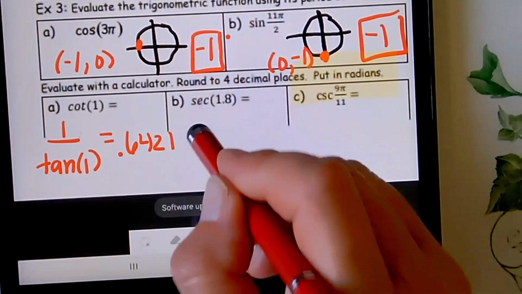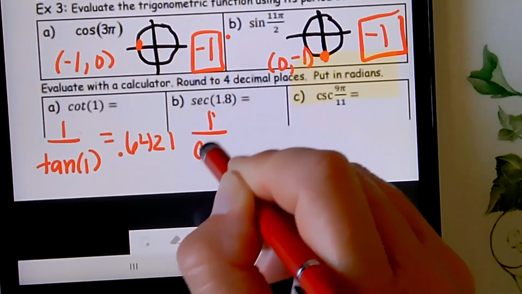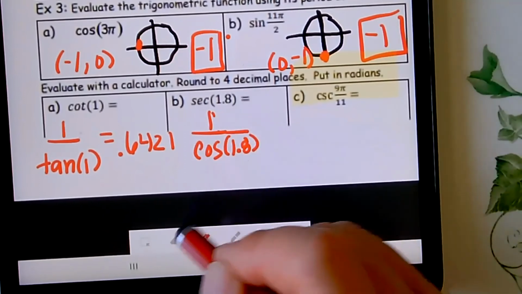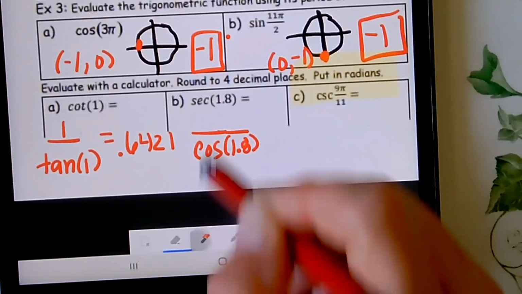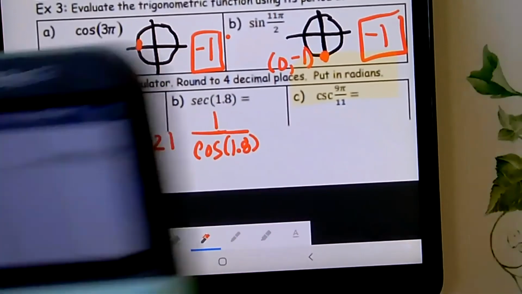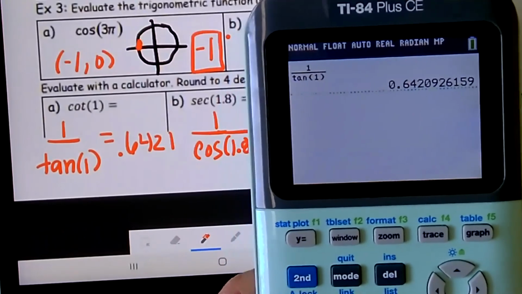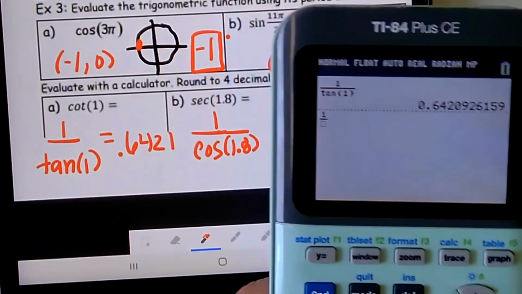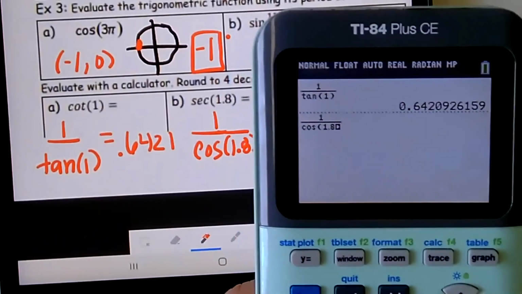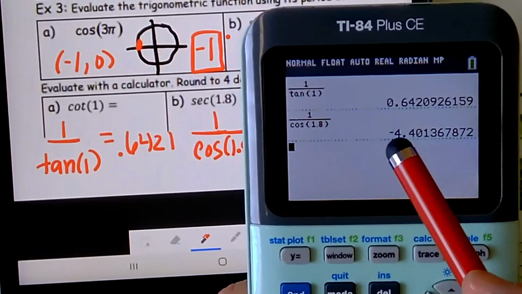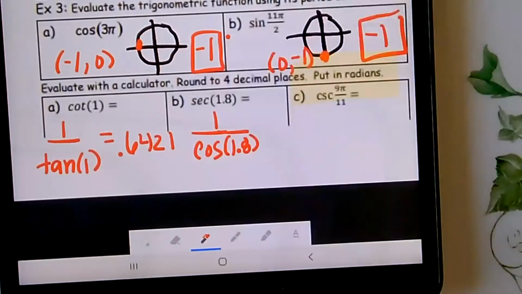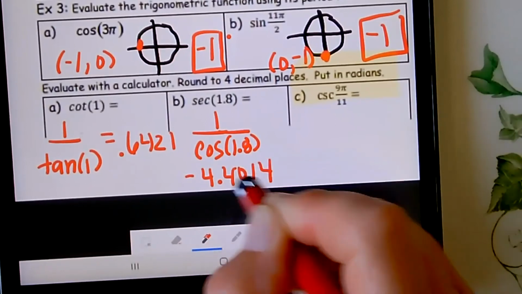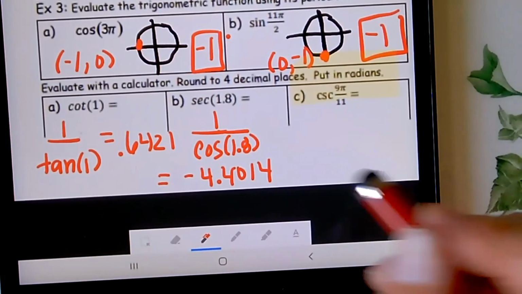Secant, remember, S does not go with S. So if this is an S, that means it's going to be a cosine. So cosine of 1.8. That's what I'm going to be putting in my calculator. I'm going to write the answer down here. So again, I'm going to go 1, I'm going to do fraction, 1 over cosine of 1.8. And I end up with negative 4.4014. That would be that answer.